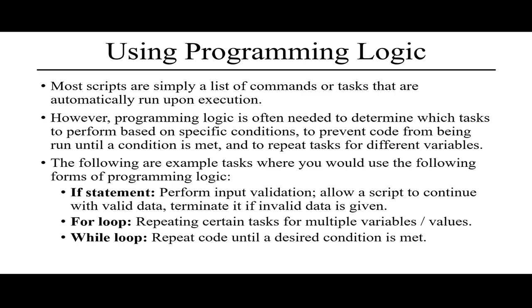For loops are great when you need to repeat certain tasks for multiple variables or values. Like for example, if you have a list of users and you need to add them all to a group, you can make a list of the users and then say for user in users, and then use a command to add these users to a group instead of running a single command over and over and over again manually. So while loops are good to repeat code until a certain condition is met.